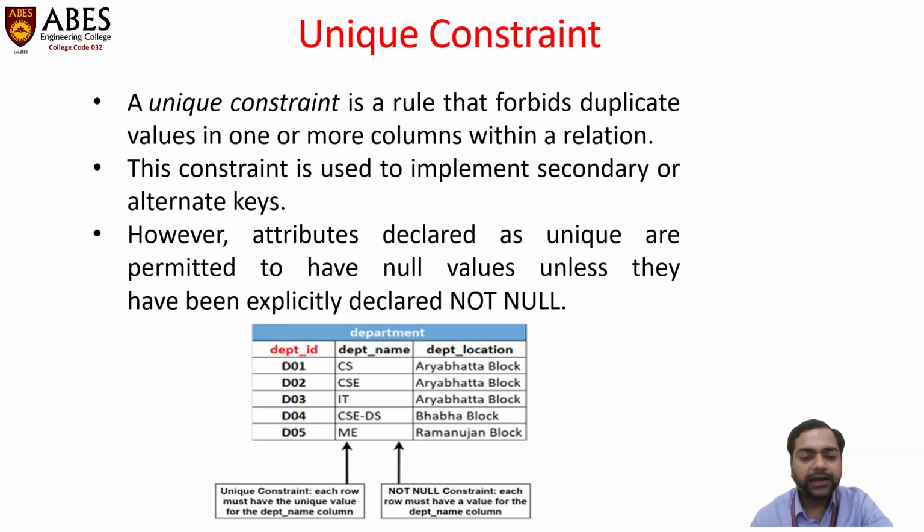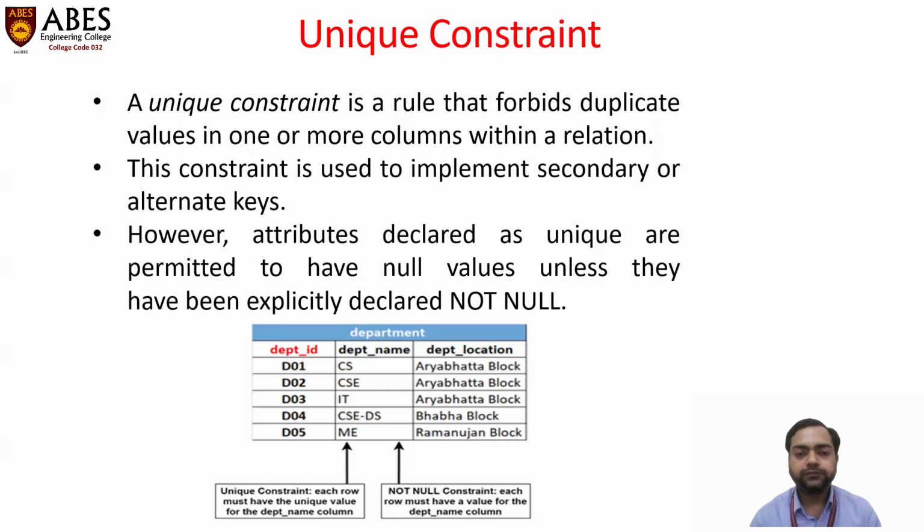And attributes declared as unique are permitted to have null values unless they have been explicitly declared not null. What does it mean? We have two kinds of constraints: the not null constraint and the unique constraint, right? If an attribute has a unique constraint, we can insert a null value into it, unless that attribute also has a not null constraint, right?